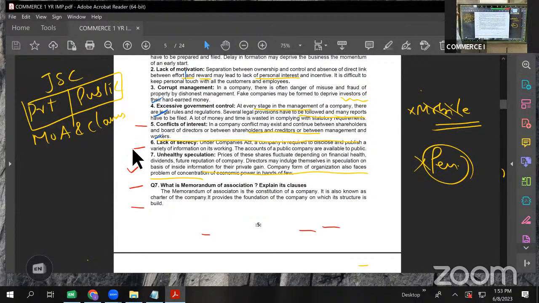Lack of secrecy. Since there are so many people, there is a possibility that the secrets of a company can be leaked out. Then unhealthy speculation. The prices of these shares fluctuate depending on the financial health, dividends, and future reputation of a company. If the company is prospering, the value of shares will go up. If the company is making losses or there is some personal issue with the managing director or the chairman of the company, even that will affect the price of shares, right? So there is an unhealthy speculation. The directors may indulge in fake speculation. These are the disadvantages.